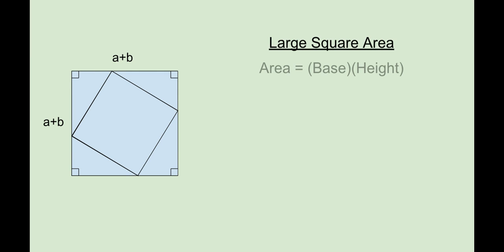So again, area of a square, base times height. Well, what's the base? A plus B. What's the height? A plus B. So now we need to multiply this together. So this is simply just distribution, right, or FOIL.